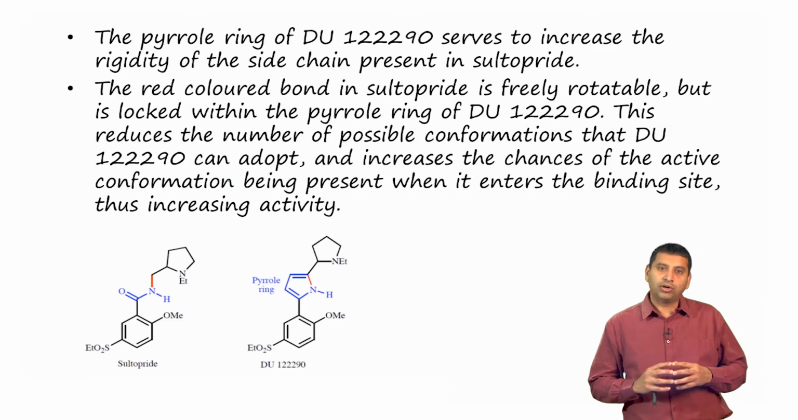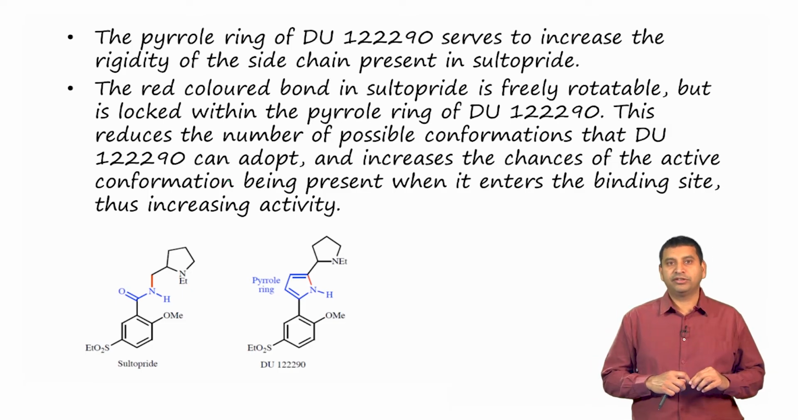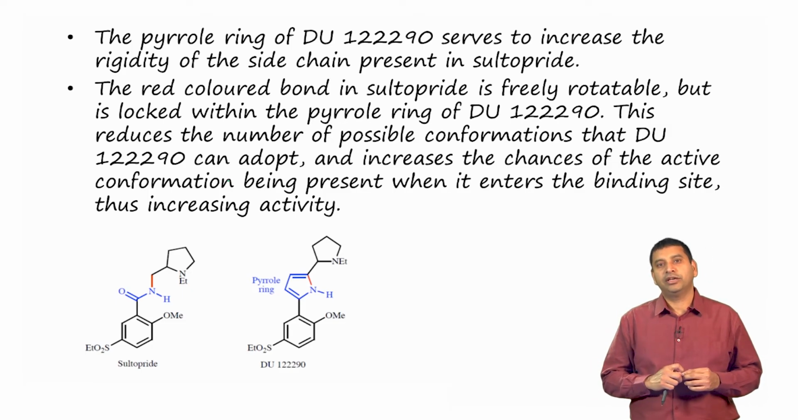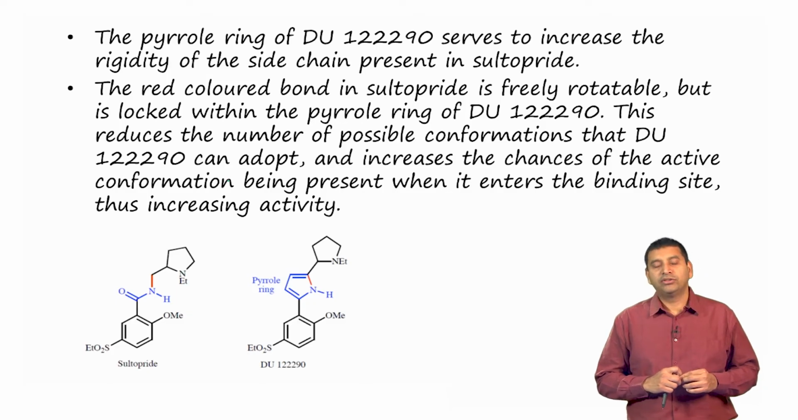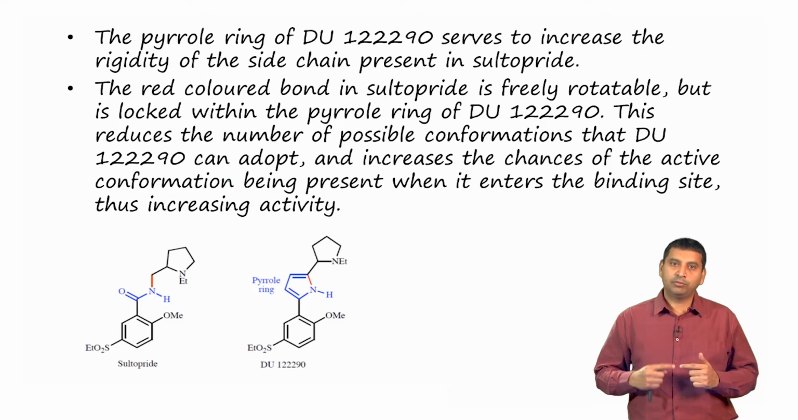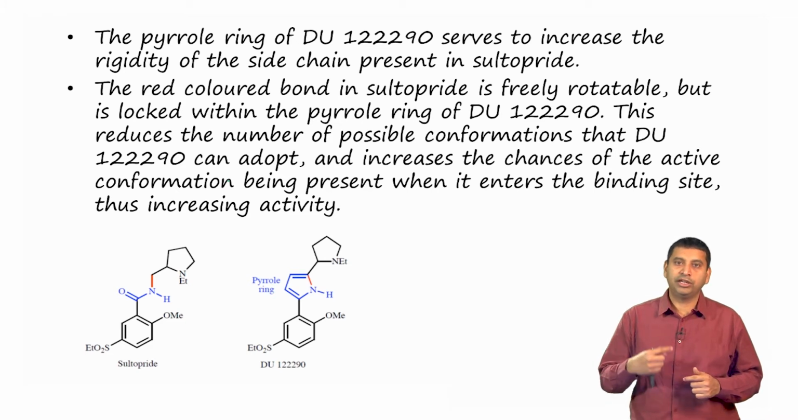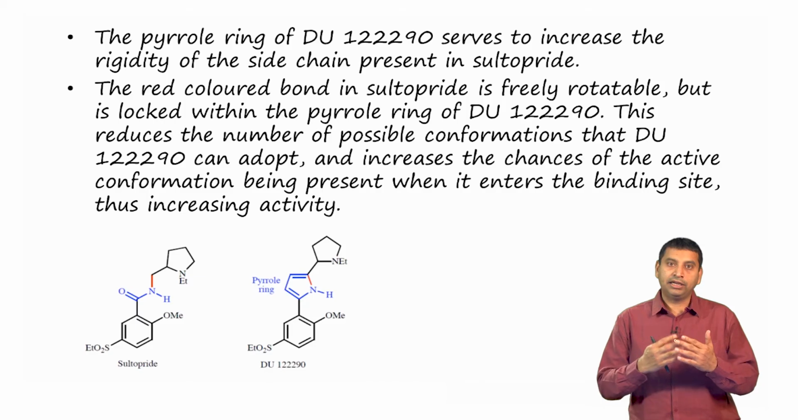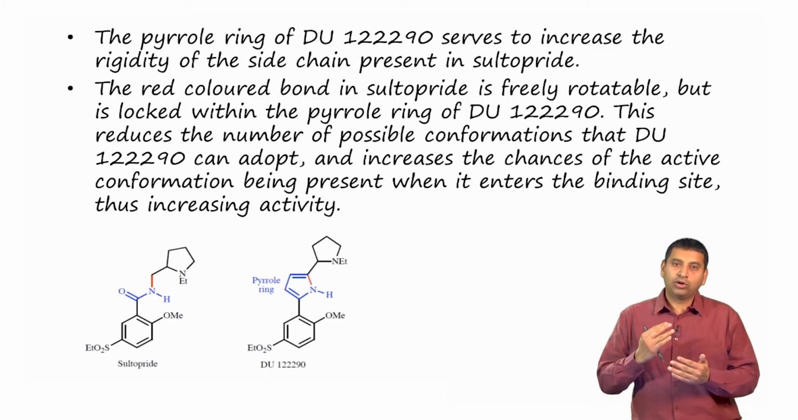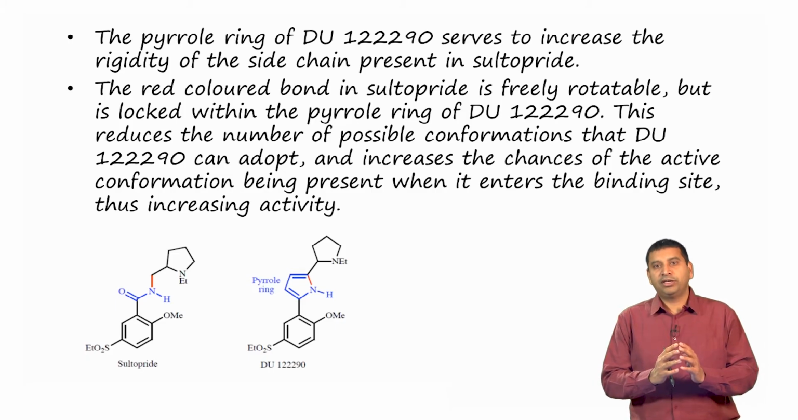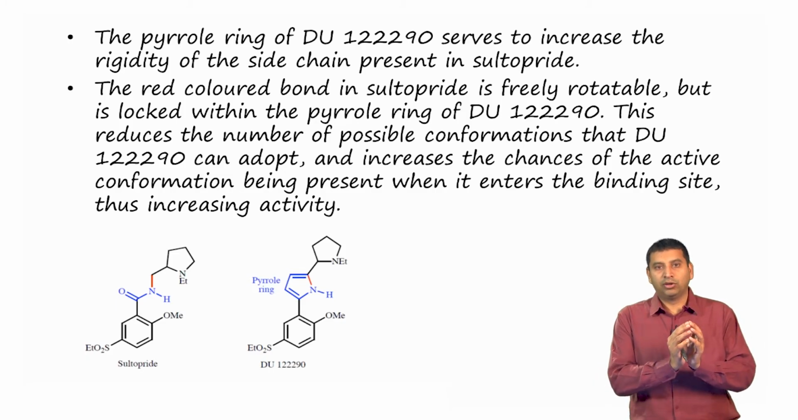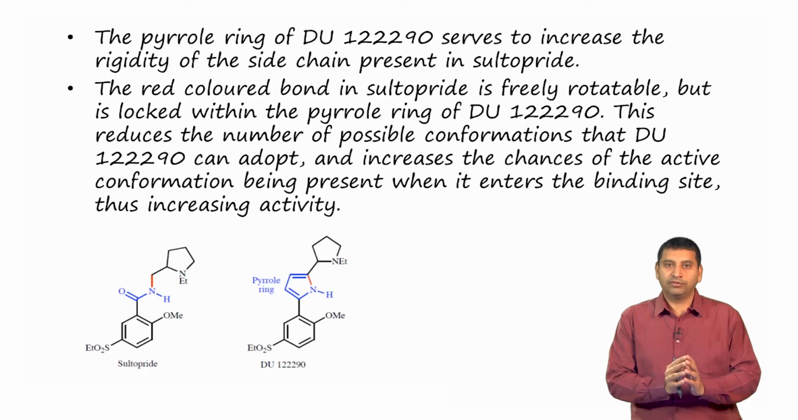Now one of the strategies that we have looked at previously is called increasing rigidity. Here what we do is we reduce the number of rotatable bonds. The red bond that is shown here is the carbon nitrogen bond, which is a freely rotatable bond. So in order to increase rigidity, we would want to reduce the rotation around that bond. One way we can do it is to make it into a locked pyrrole ring. That's exactly what they have done in this analog.